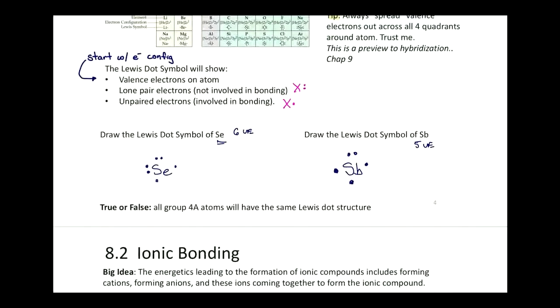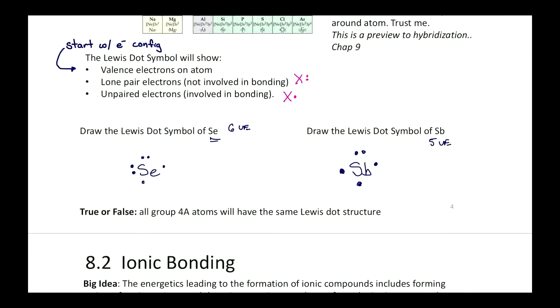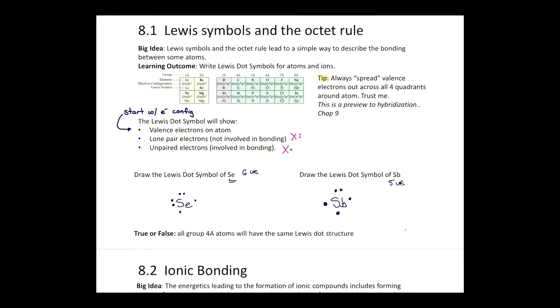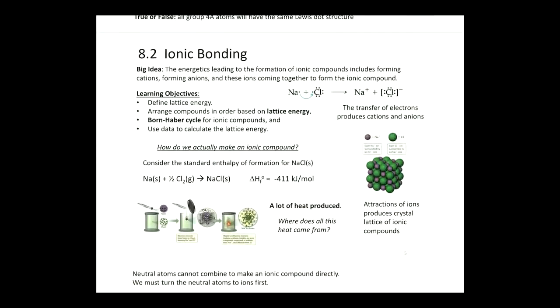All right, last question here, true or false? All group 4A atoms will have the same Lewis dot symbol. True or false? Yes, because all 4A elements will have 4 valence electrons. And again, we just spread them all out, so they all should look exactly the same. Okay, there we go. So that is Lewis dot symbols. We'll bring that back when we talk about Lewis structures. It also helps us predict ionic bonding.